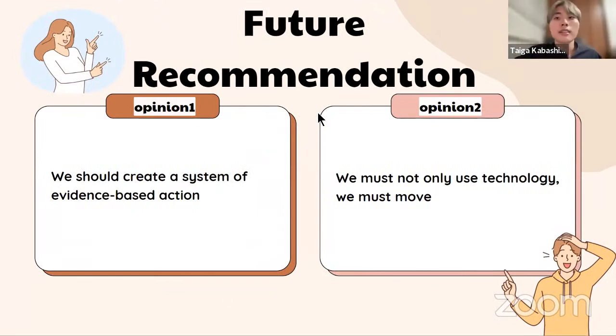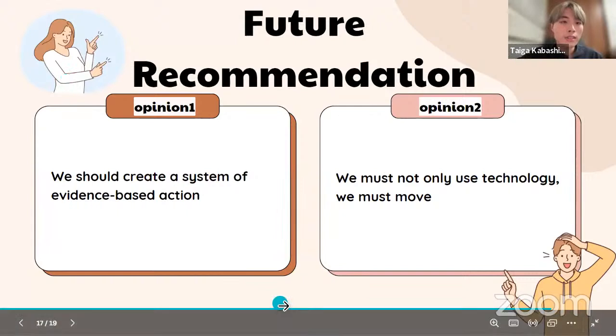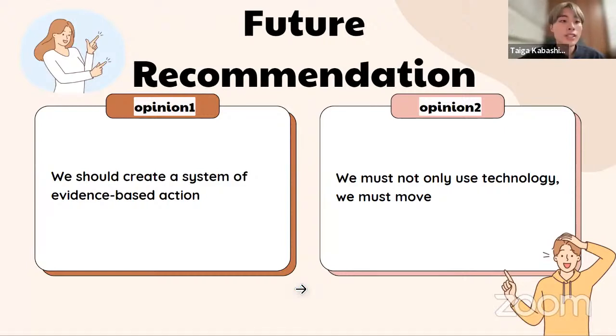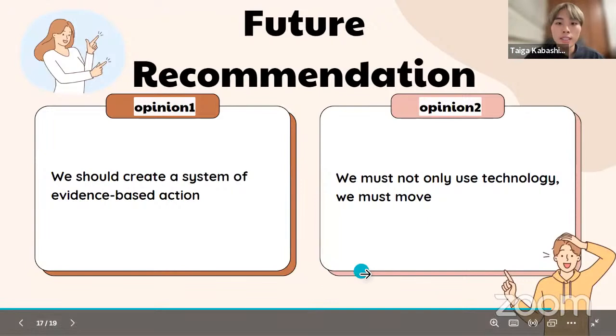Hi, I'm Paigard, and my part is future recommendation and conclusion. The first one is that we should create a system of evidence-based action. A major cause of Minamata disease is that the government and corporation covered up the cost of the disease. So if there had been a system of evidence-based action, meaning to better evaluate scientific evidence, the damage might have been smaller. And the second one is that we must not only use technology, we must move.